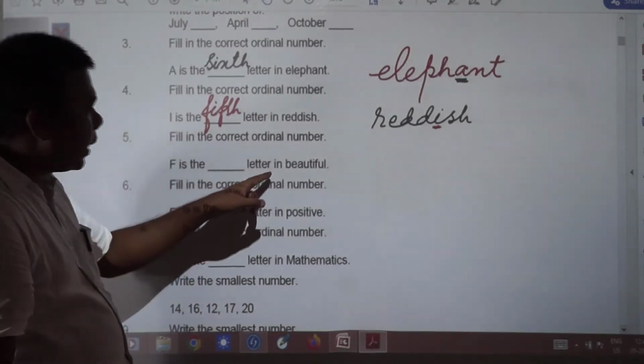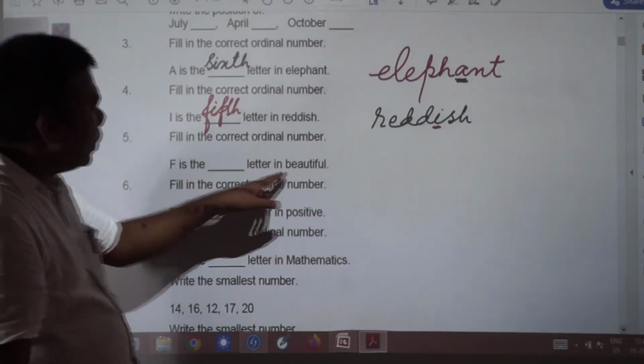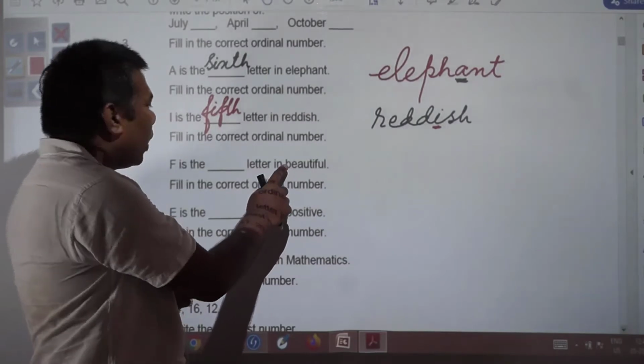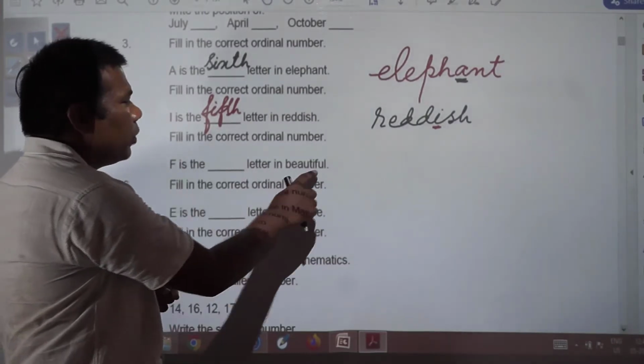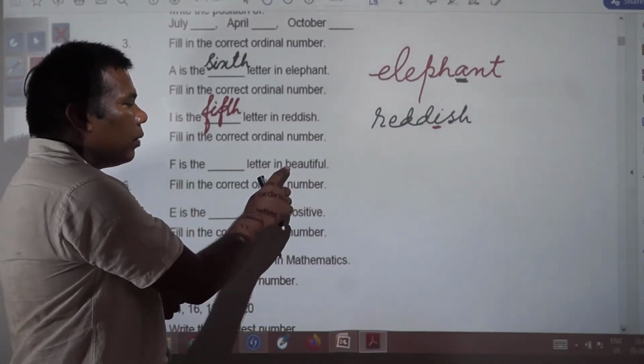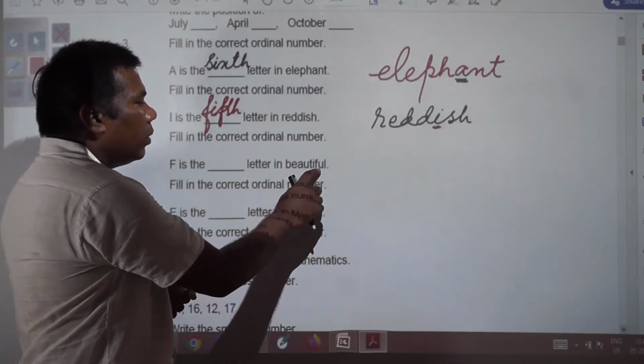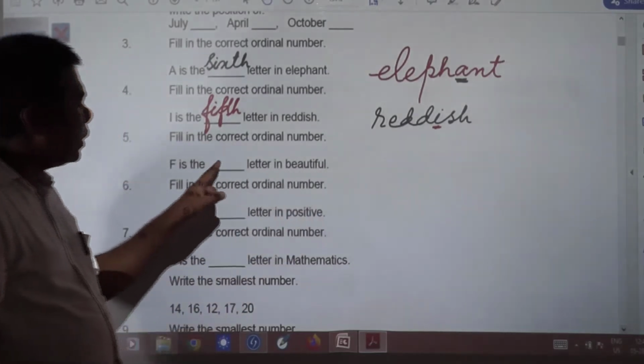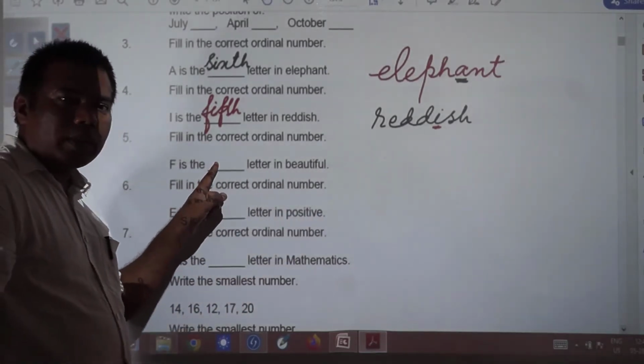Fill in the correct ordinal number. F is the right, like this only. You write down beautiful, and from here also you count yourself. F is in which position? You count, start with first, second, third like this, and you find out F is in which place, and that position you need to write down over here.